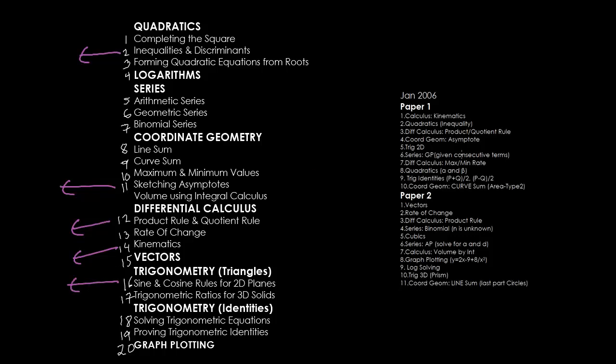Then we did series, so series is here. We had the GP series done, and then we did maximum minimum rate, so it would be under differential calculus. Then we had a question regarding quadratics, alpha and beta or sums and products, so we had forming quadratic equations from roots. Then we had a question regarding trigonometric identities, proving identities. And then we had a coordinate geometry curve sum, where we had to find area. This was area type 2, an area by integration.